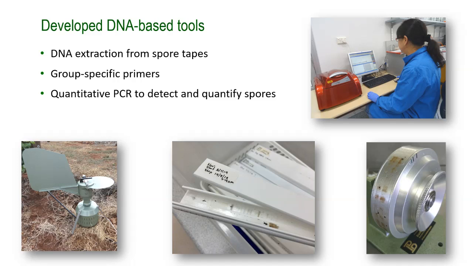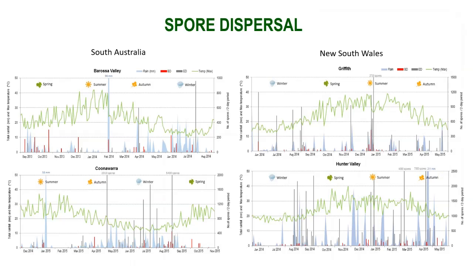Now, as part of this work, we also developed DNA-based tools that we use to analyze the spore trap samples. Prior to this project, there were no DNA-based tools available, so we developed this quantitative PCR that we use to detect and quantify these spores, since DNA-based tools are shown to be highly sensitive as well as more accurate compared to the conventional techniques.